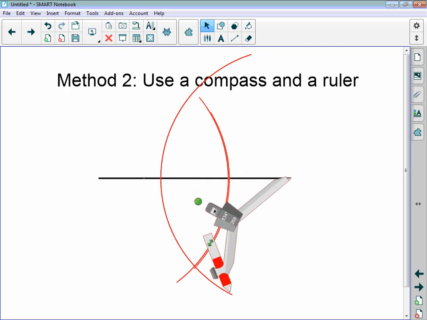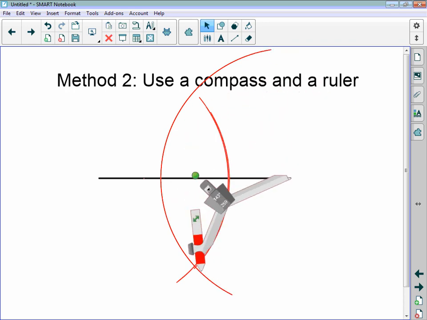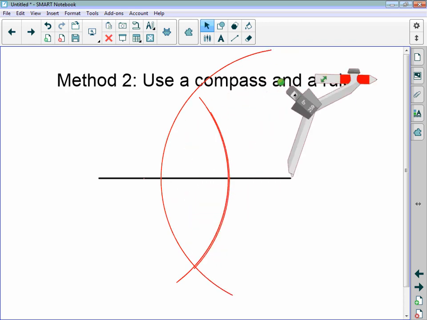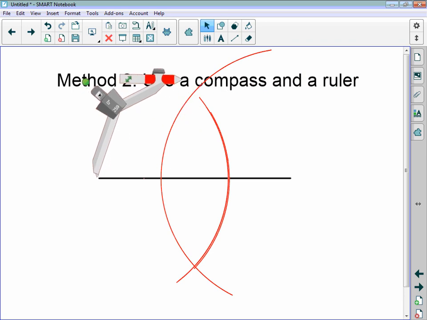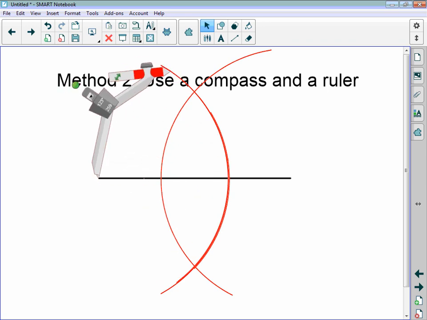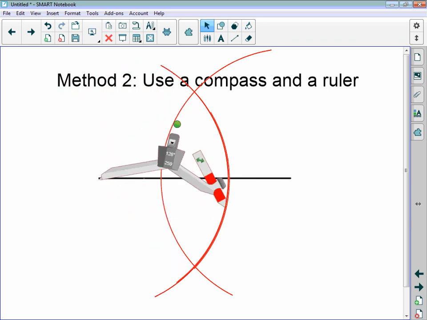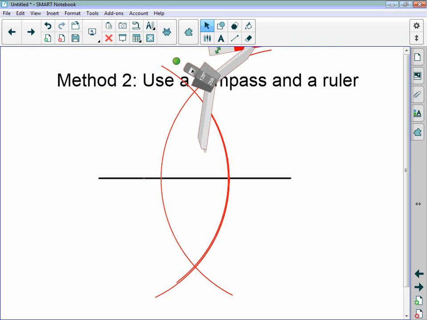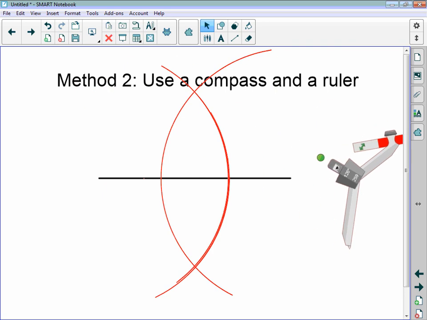Oh, I didn't make my first one big enough. So let's switch this back to the other side. I put the pointy end in. I didn't make it big enough. Well, that mostly worked out. Sorry, these digital things are hard to use.